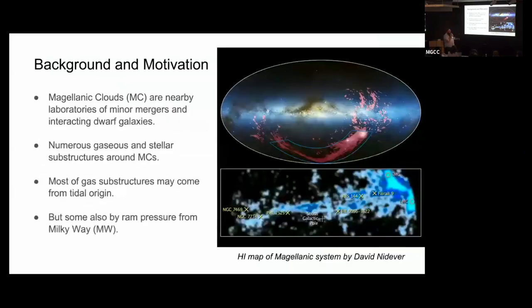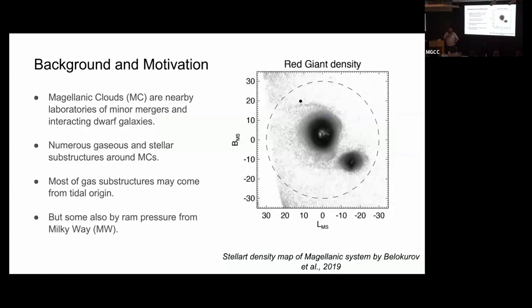Okay, as we have been talking, the Magellanic Clouds, or Milky Clouds, or whatever they will be called in the future, are a nearby laboratory of minor mergers of interacting dwarf galaxies. Across the years, several gaseous and stellar substructures have been detected around these small galaxies. Most of this substructure is thought to come from tidal interaction, and some gas might also come from ram pressure from the Milky Way.